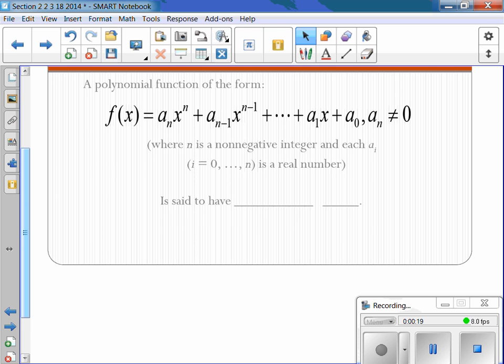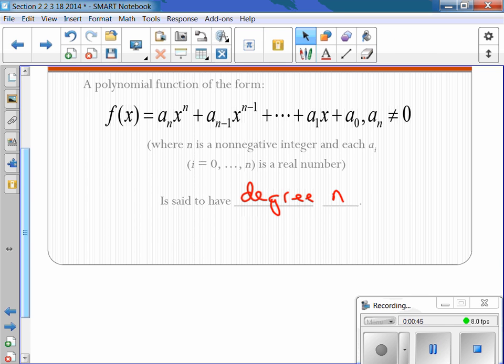So just to get the terminology out, when we talk about a polynomial function, and we write this form in descending order, f of x equals a sub n x to the n plus all the way down to a naught, we say that this is a polynomial that has degree n.